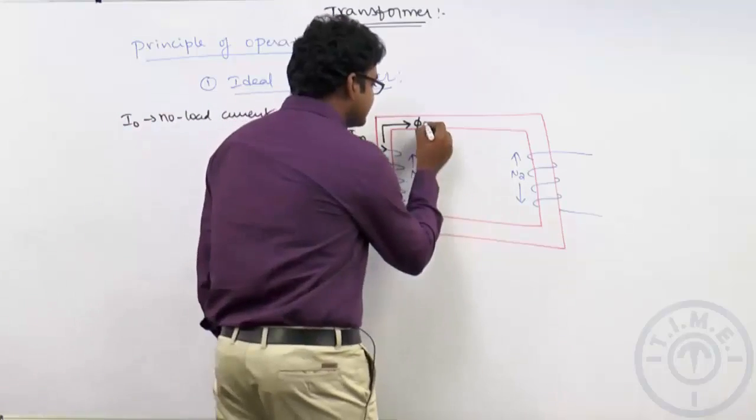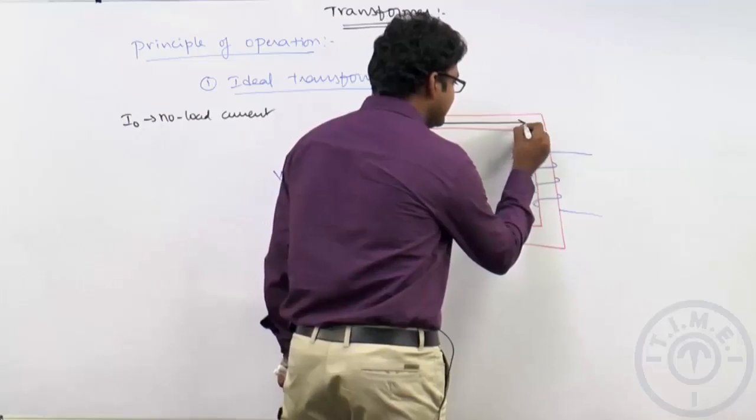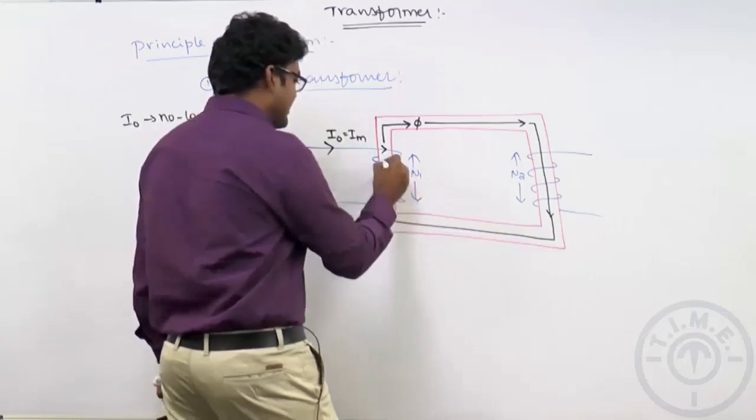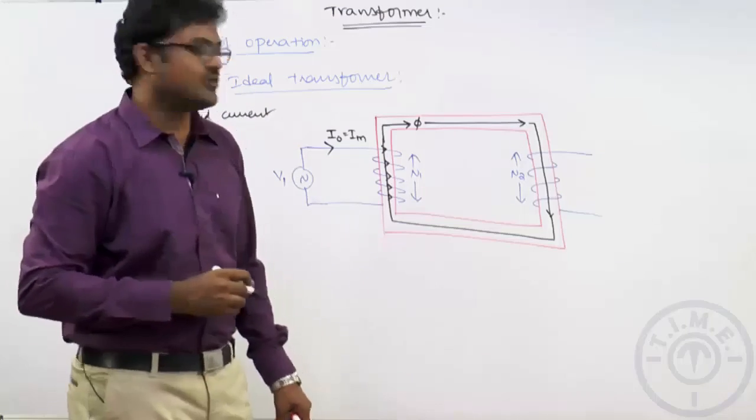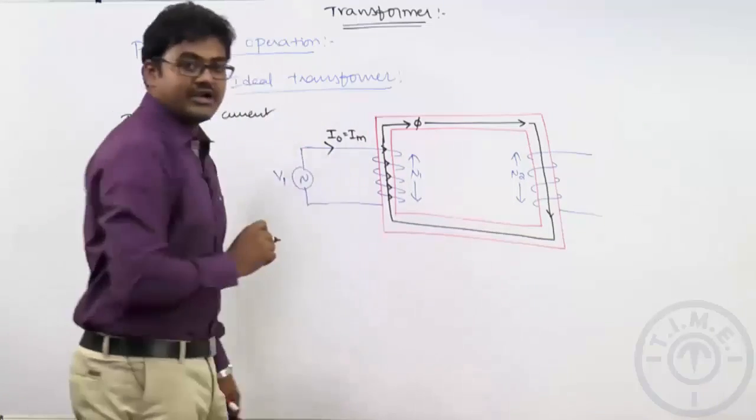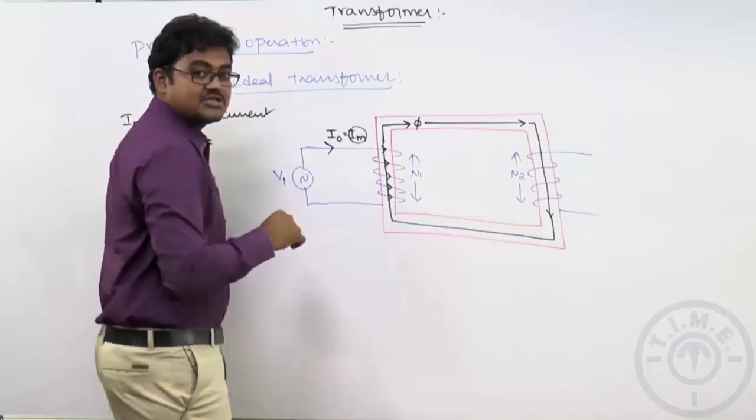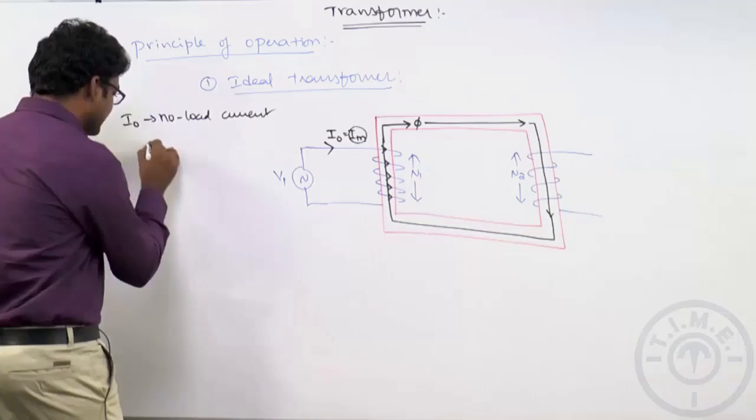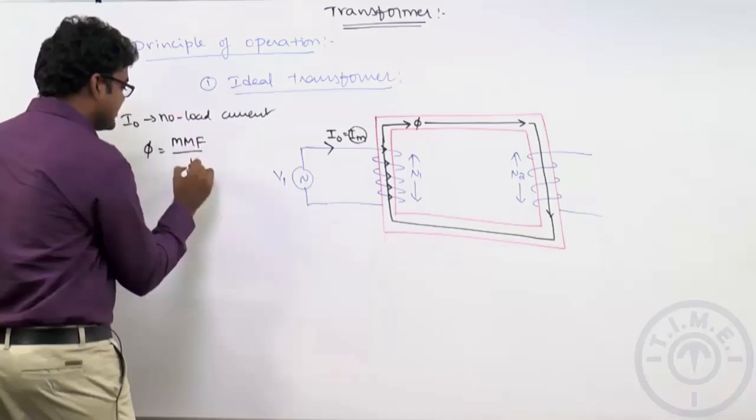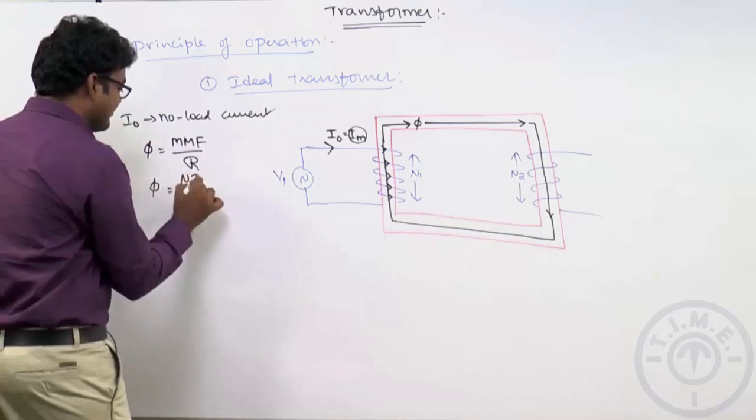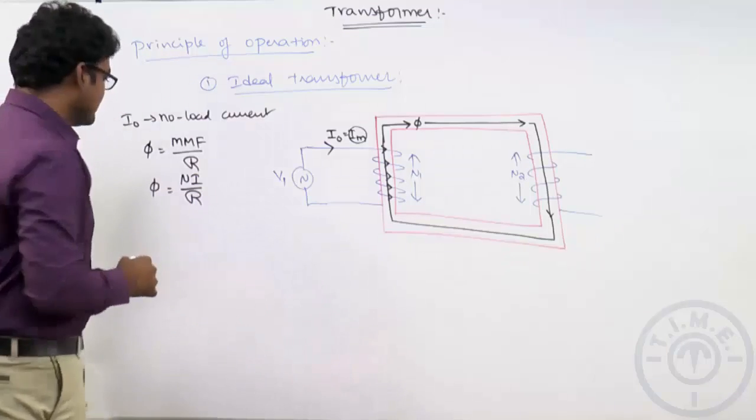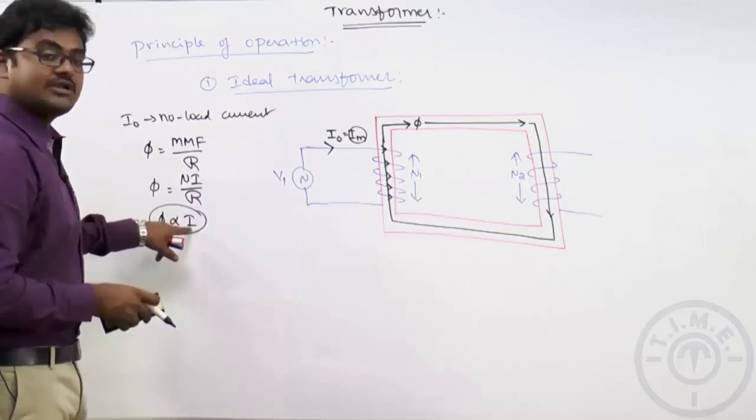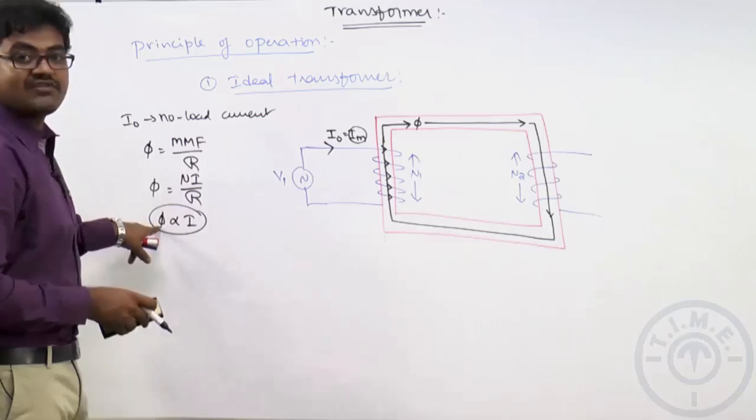Now, whatever flux is produced, we know flux is always a closed path. It will flow in this direction, and finally it will cut all the secondary turns also, and it is cutting the primary turns also. Now, one more important thing, this is an alternating voltage. So, obviously current is alternating in nature. If current is alternating, what is the flux that can be produced? It is alternating. Why? Because what is the relation between flux and current? We know flux is equal to mmf by reluctance. We discussed already, mmf is nothing but N into I, divided by reluctance. So, flux is proportional to the current flowing. An alternating current is flowing, so obviously an alternating flux will be created.